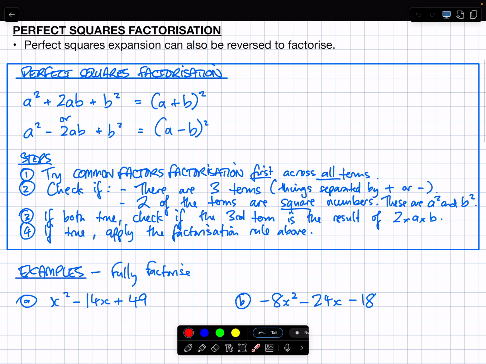Two types of factorization. The first is perfect squares factorization. These are the rules. If you've got a squared plus 2ab plus b squared, it factorizes back to a plus b all squared. Or if you've got a squared take 2ab plus b squared, you've got a take b all squared. Get the rules down, but then I'll take you through the steps.